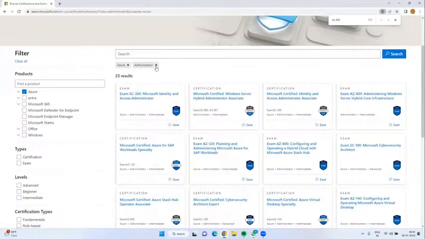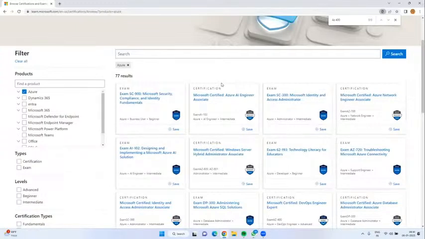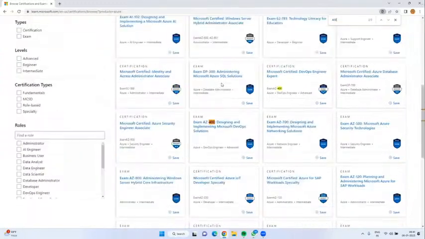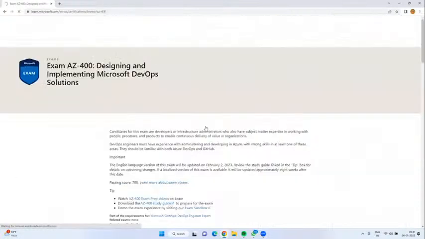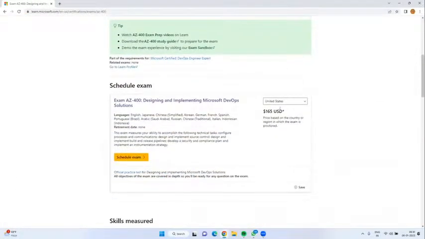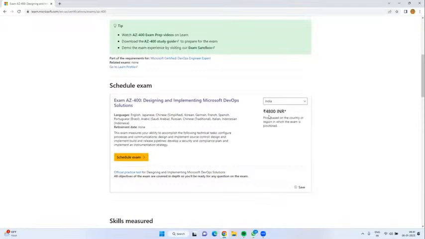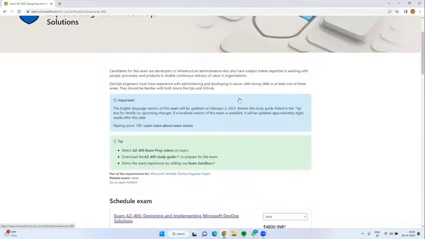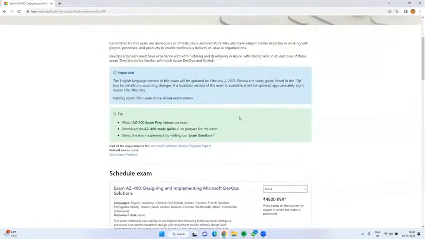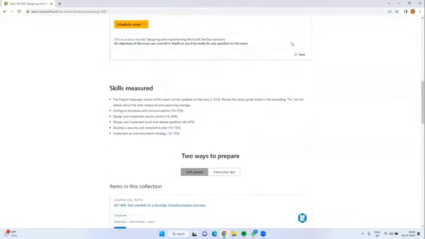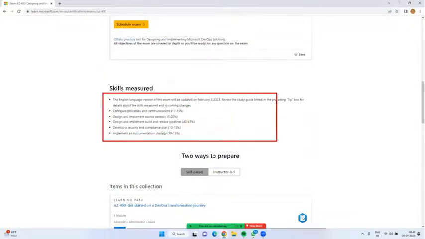If you are not getting it, just highlight Azure. Now type 400. This is AZ-400, Designing and Implementing Microsoft DevOps Solutions. This is also the same cost, $165. If we convert it into Indian currency, that is 4,800 rupees, and including GST and all, it will go to 6,000. So this is the certification paper, and this is the syllabus.